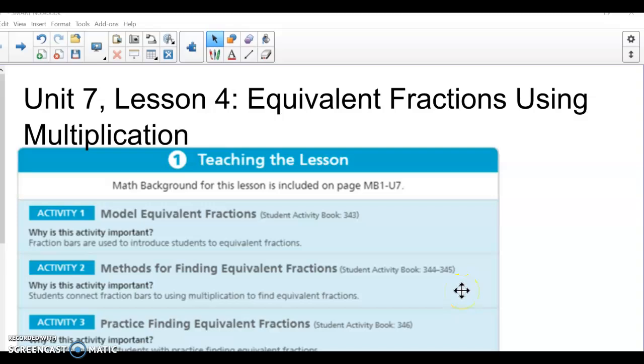It is Unit 7, Lesson 4. We are going to be doing equivalent fractions using multiplication. And so we're going to look at some models that show us what equivalent fractions look like, and then a method to use, a rule that'll help us to figure out how to do it every time. And then we're going to practice using that rule and that method.